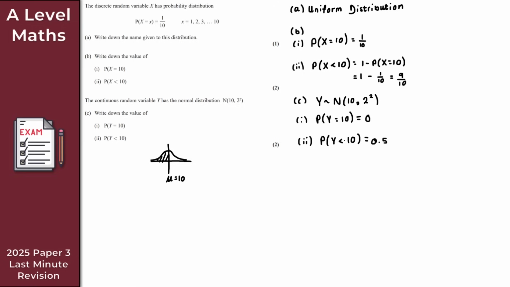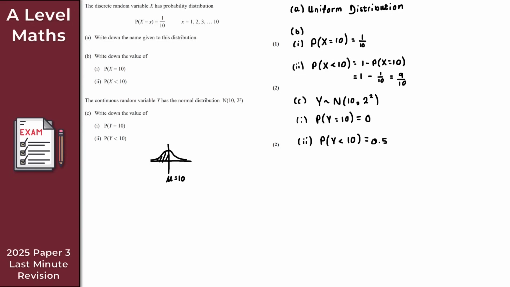If you want to, you can just use a calculator as well. That's absolutely fine. So it would be stats mode, distribution, normal, and then NCD. In this case, because we're looking for the probability that y is strictly less than 10, my lower value is minus 99999, just an arbitrarily small value. The upper value, I put 10. For sigma, that's the square root of 2 squared, so it's just 2.